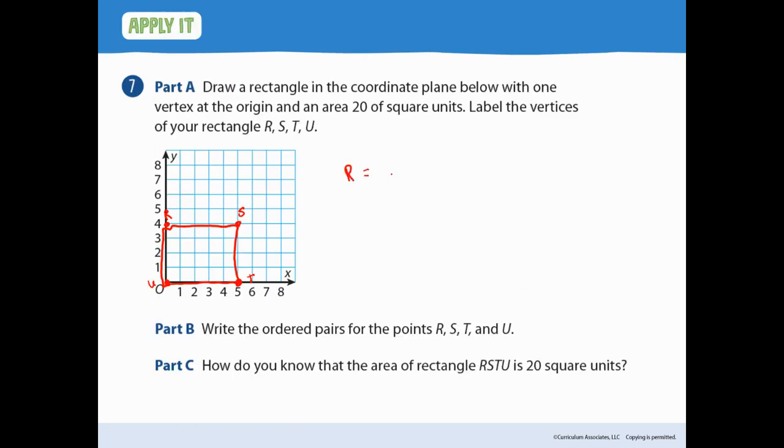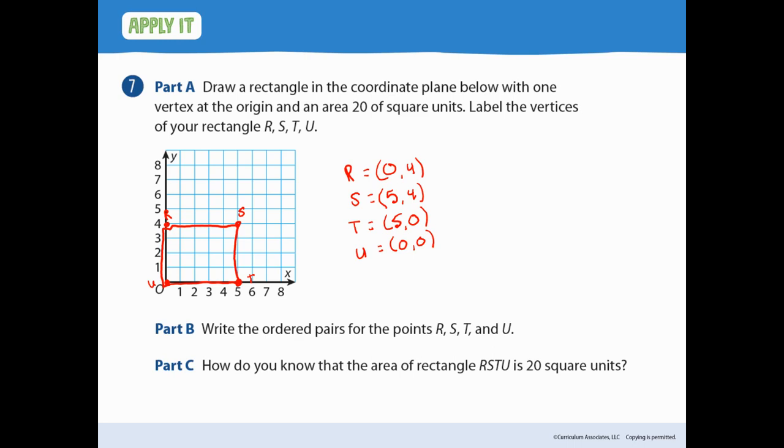R is going to equal 0, 4. S is going to equal 5, 4. T is going to equal 5, 0. And U is going to equal 0, 0. Now, I'm not saying yours have to be exactly the same. You may not have yours labeled the same way as me. You may not have this rectangle per se. You may have the other one. So as long as you understand that you've made a rectangle, you have labeled it correctly, you have given me these ordered pairs, I am good there.